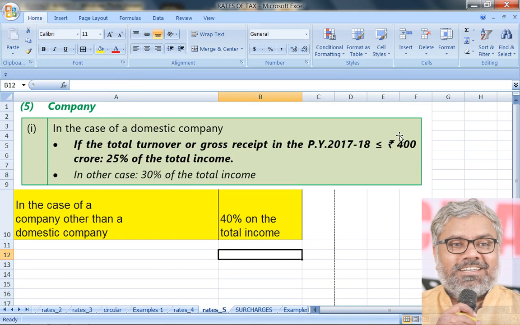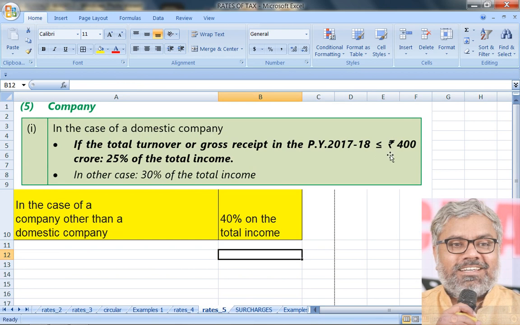Generally, companies with more than 400 crores turnover in the previous year 17-18, even according to the Ministry of Finance itself, only 1% of companies fall in this category of 30%. 99% of companies in India fall in the category of 25% because their turnover in the year 2017-18 was definitely less than 400 crores. Naturally, there will be very few big companies and a huge number of small companies. In India also it is the same situation.